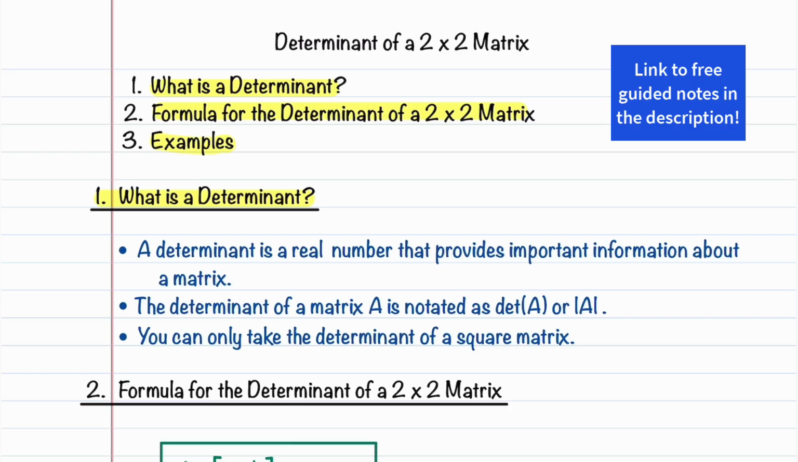A determinant is just a real number that provides important information about a matrix. The determinant of a matrix is denoted as det(A) or A with straight bars on either side of it. The other thing that you need to know about determinants is that you can only take the determinant of a square matrix. If the matrix is not square, you can't find the determinant.